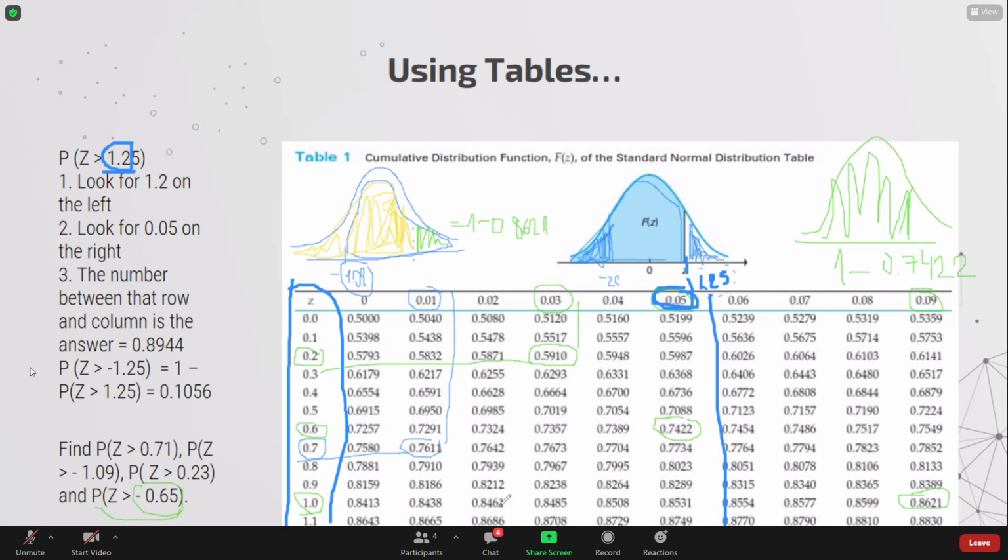Do you need more exercise on finding those numbers in the tables, or do you feel confident enough? Okay. I will wait for a few seconds for the others to respond, maybe in the chat. Okay, we'll continue.